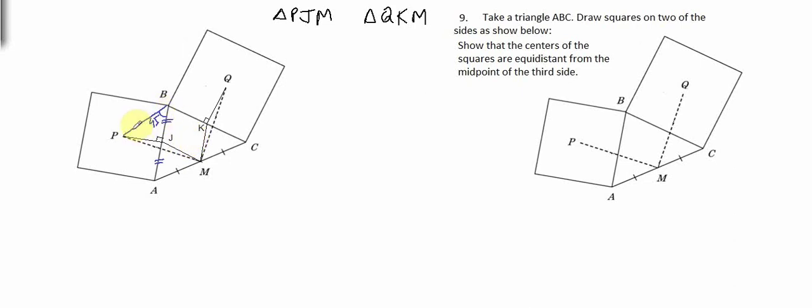So if this is 45, this has to be 45 as well, because this is 90 degrees, which implies that PBJ is an isosceles triangle, and that PJ is equal to BJ. So we further have PJ is equal to BJ is equal to JA. So this is one equation.